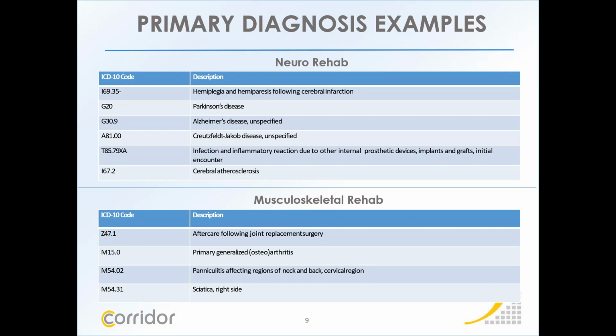So just know that the name of what you're coding, or the diagnosis the patient has, doesn't always fit where you think it would. They've really got them lined up in different areas. The musculoskeletal rehab is more cut and dry: aftercare following joint replacements, osteoarthritis, spinal conditions like sciatica right side, and degenerative disc disease patients. Those are going to fall into your musculoskeletal rehab. So it is a bit more in phase with what you would think of as musculoskeletal.